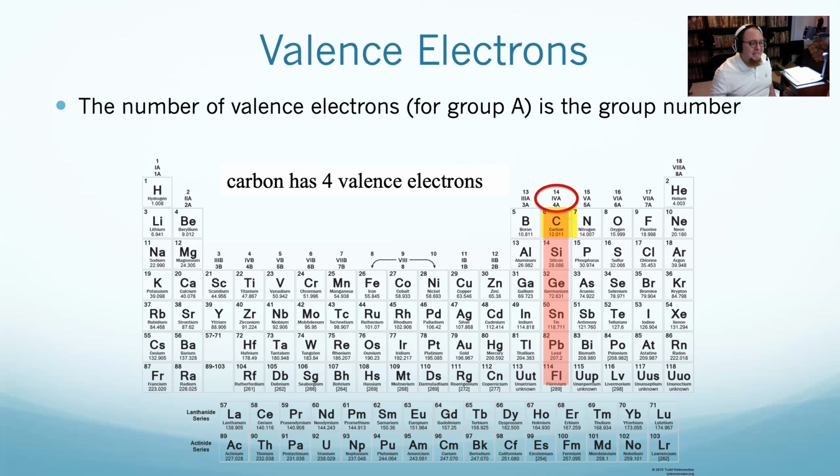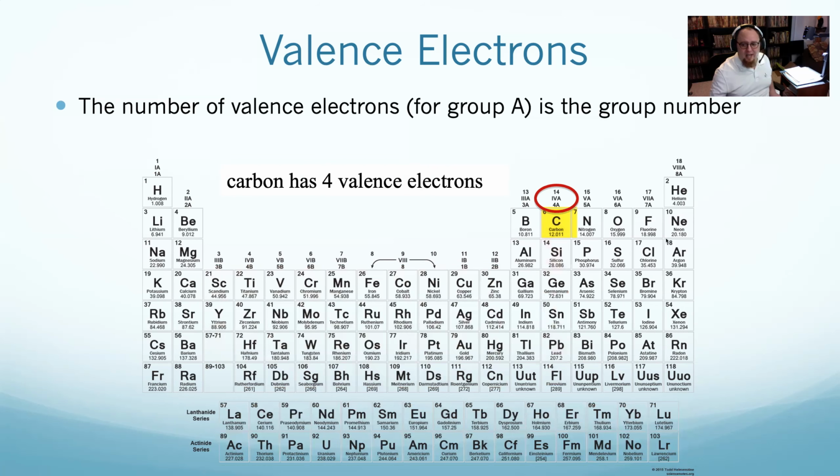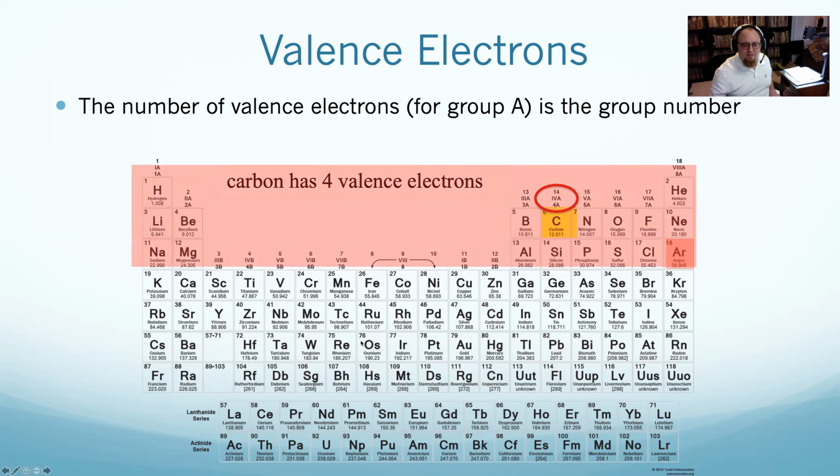Now, this gets weird for transition elements. I said before that representative elements, everything with an A, is nice and simple. Transition elements, these guys here, or inner transition elements, these guys here, get complicated. So for now let's just look at the first 18 elements, aka up to argon, so that we're only looking at the representative elements. We're ignoring the transition elements.